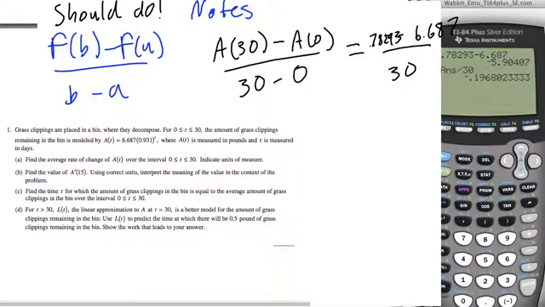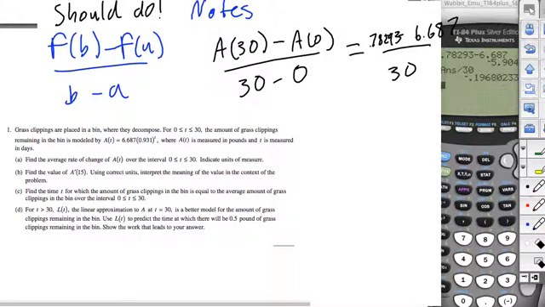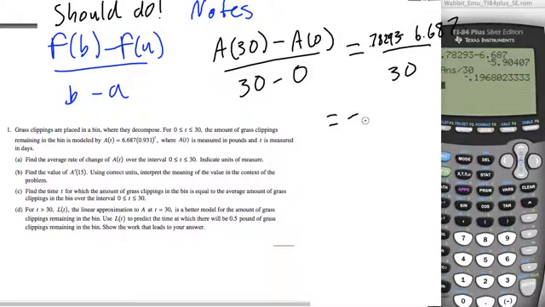And type it in as a value. Always make sure your answer is accurate to 3 decimal places. I'm going to round up. And I think we're done with finding the average rate of change. We need to indicate the units of measure.